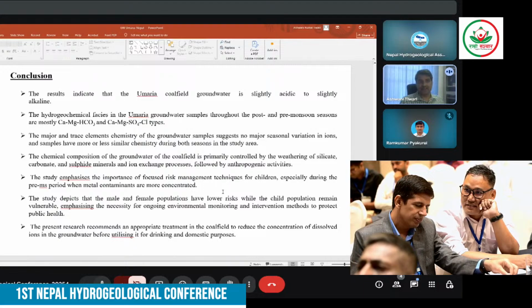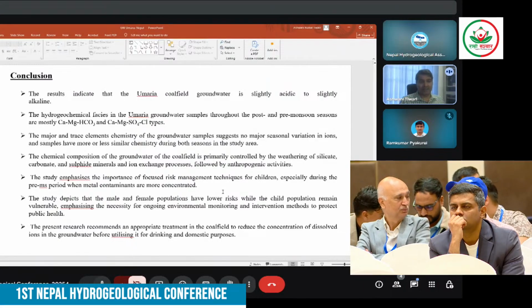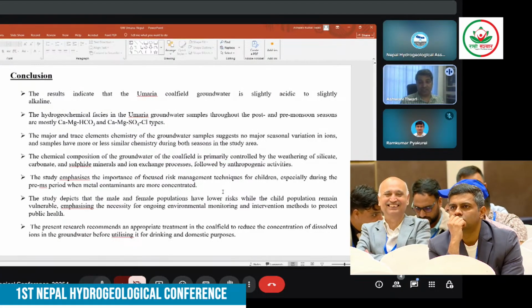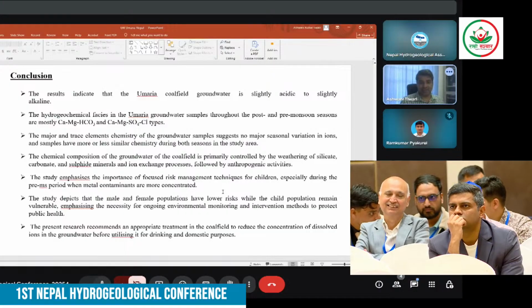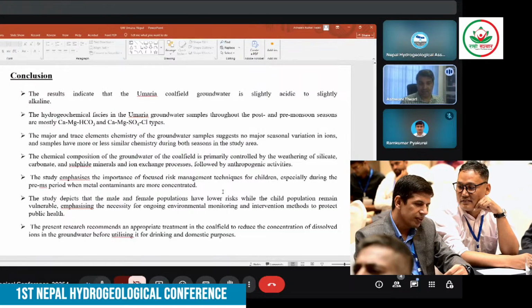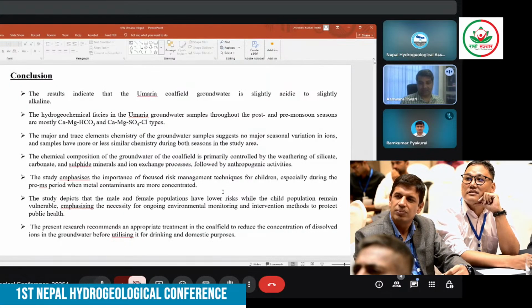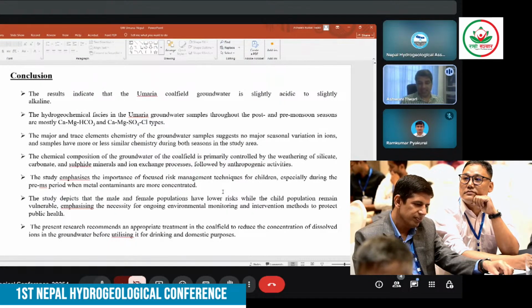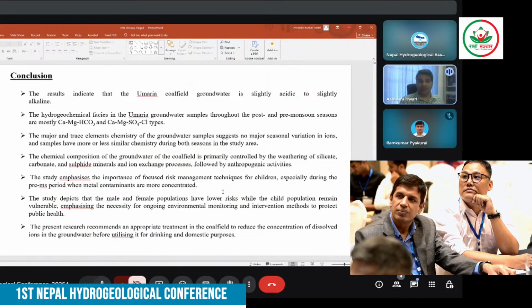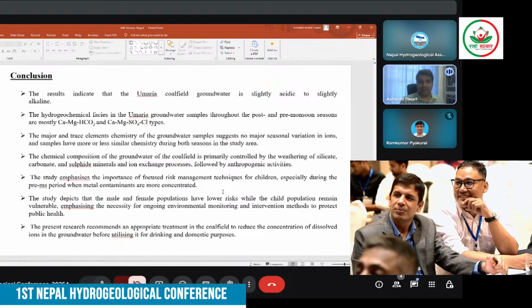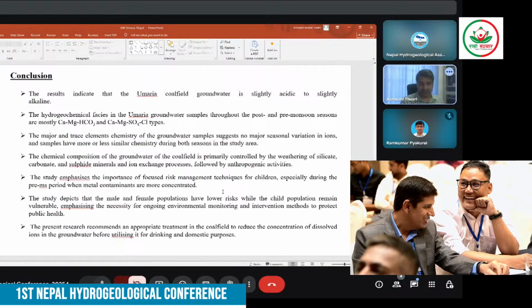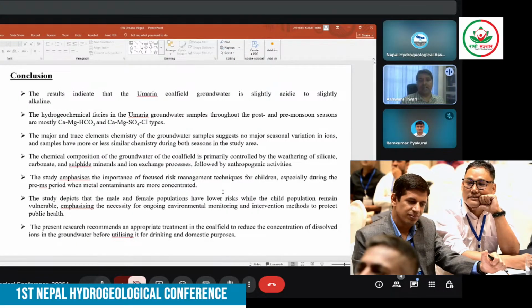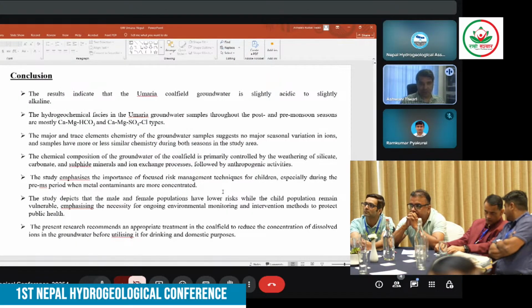We emphasize that the pre-monsoon season has high risks to the health of children because of the high concentration in the pre-monsoon, and compared to male and female, they are at risk and appropriate treatment is required. So this research recommends reducing the concentration in the groundwater in the coal mine area using appropriate technology to treat it, and then to supply it for drinking and domestic purposes.